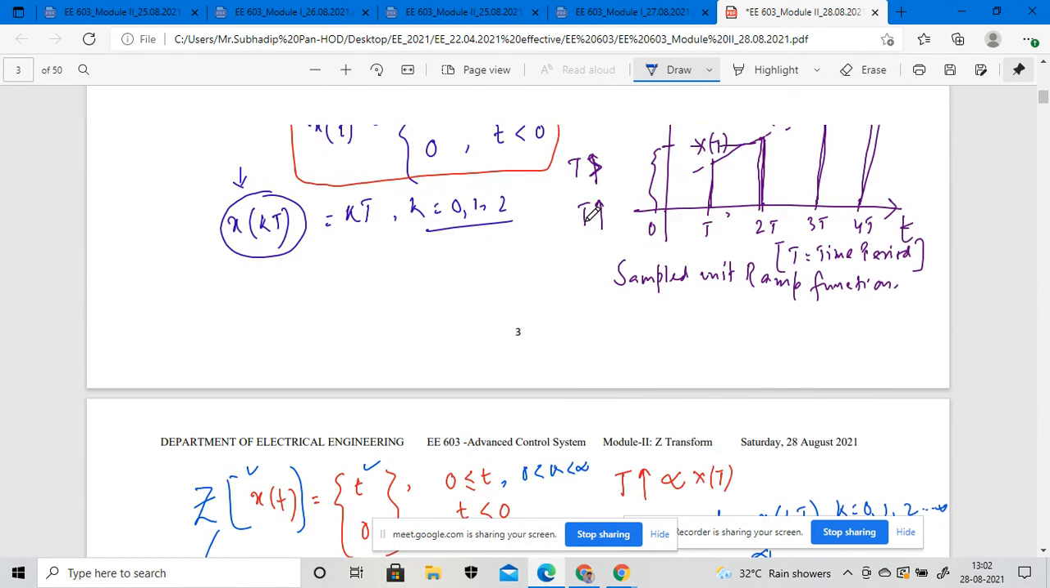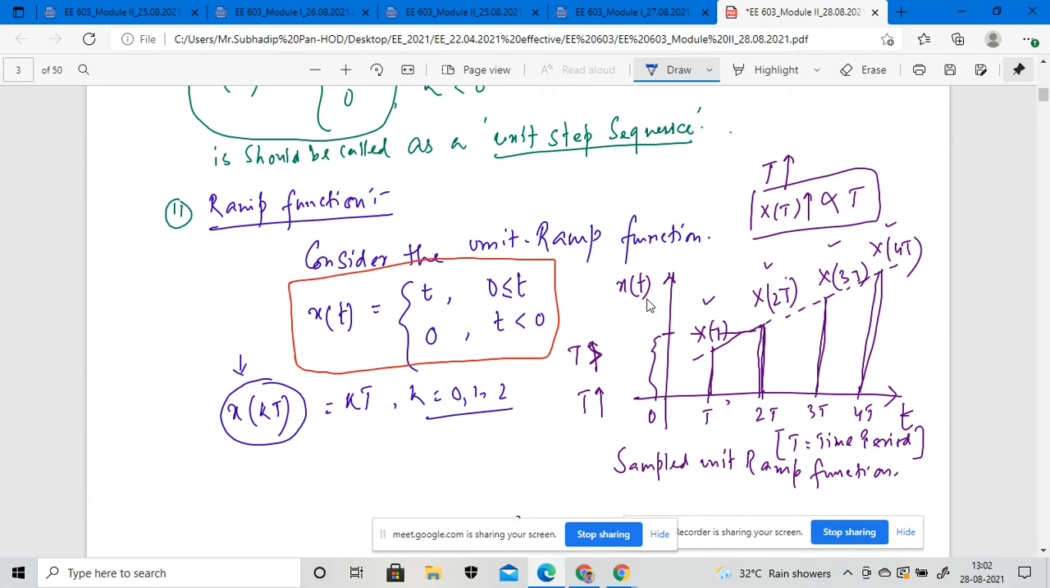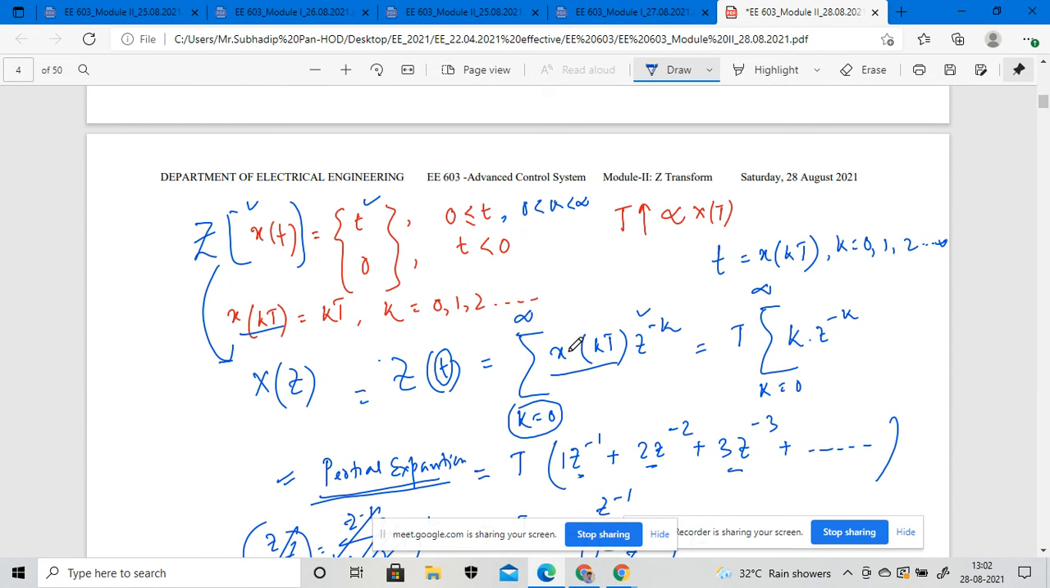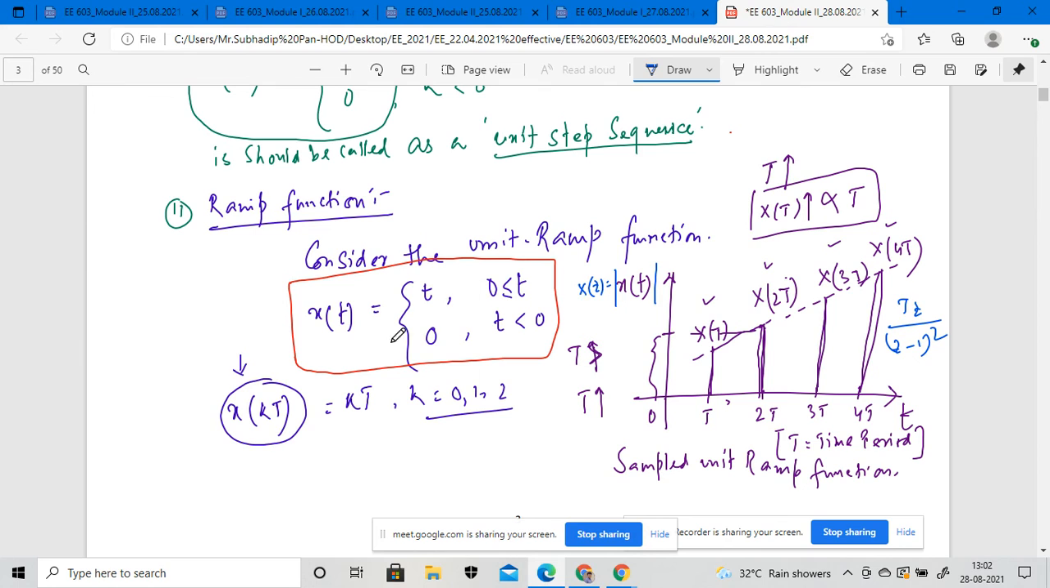Okay, so X of z means X of t, that means we are applying the z transformation of this, and we are getting the values of this. How much will it come? It will come Tz divided by (z minus 1) whole square. So we are considering the two-sided z transformation for a ramp function.